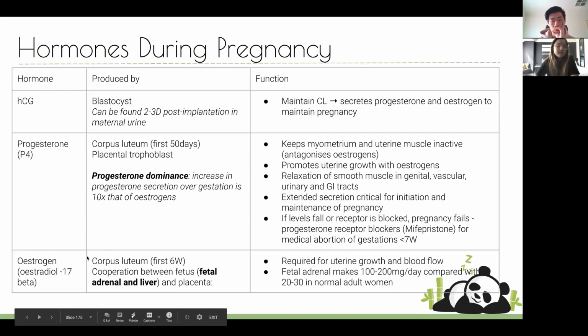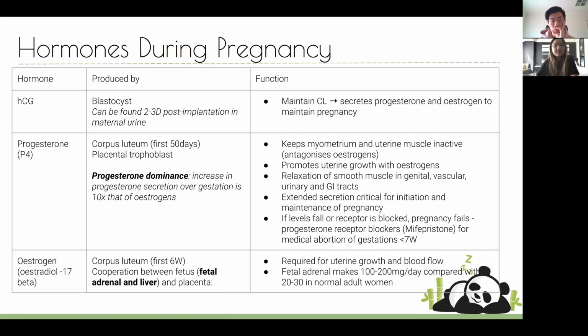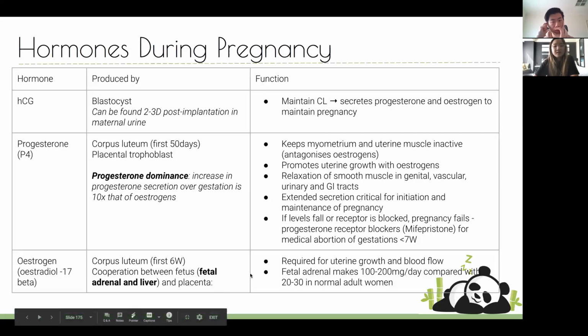Estrogen is secreted by the corpus luteum for the first 6 weeks, and then it's produced by the fetal adrenal and liver in conjunction with the placenta later. So that's required for uterine growth and blood flow. The fetal adrenal makes a lot.